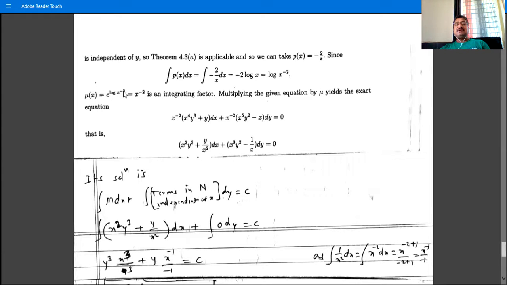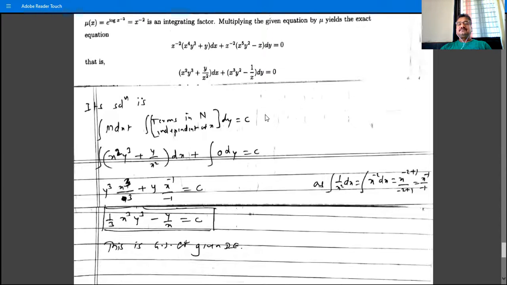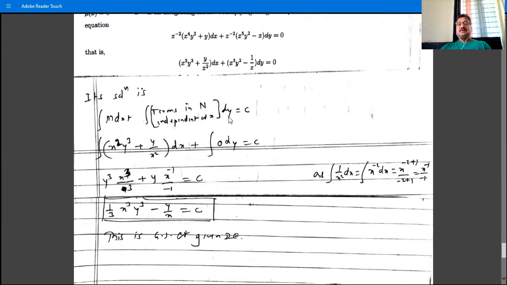Then the integrating factor is e raised to log x raised to minus 2, and the log and e get cancelled. So x raised to minus 2 is an integrating factor. So multiplying by x raised to minus 2, we have this, and then its general solution is by using this formula.